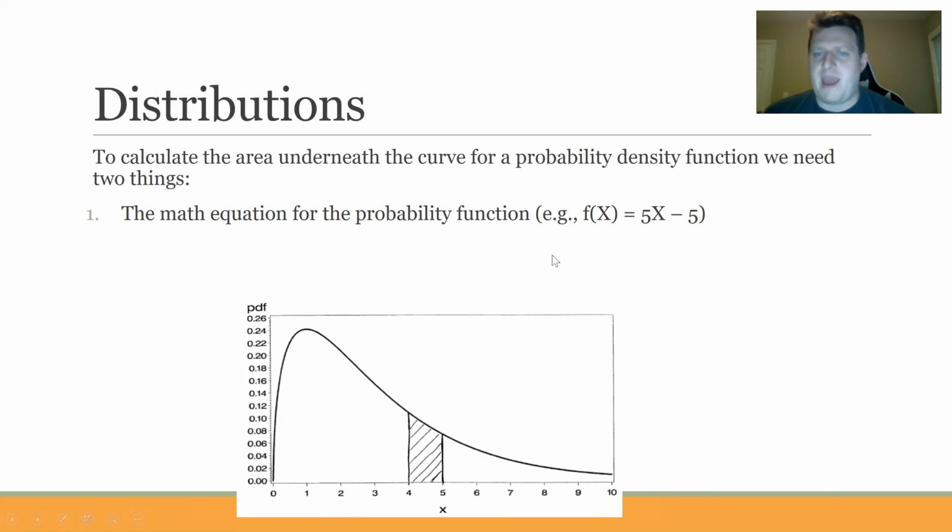So maybe your math equation is something like f of x is equal to 5x minus 5. That might be something that you would look at in algebra or something like that. But I hate to tell you, a lot of the distributions that we're going to look at, we're not going to get a math equation that's as simple as this, unfortunately. We're going to get a math equation that looks a whole lot uglier than that. But luckily, we won't actually have to use that math equation. We just need to have a math equation. Then we can calculate the area underneath the curve.